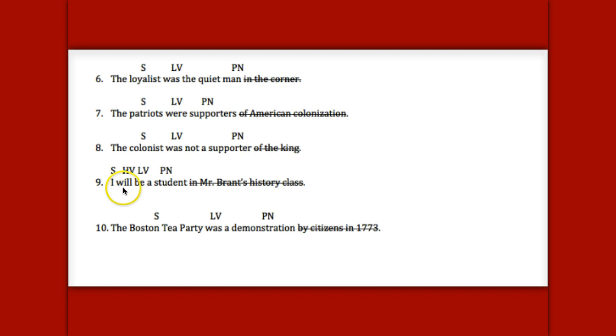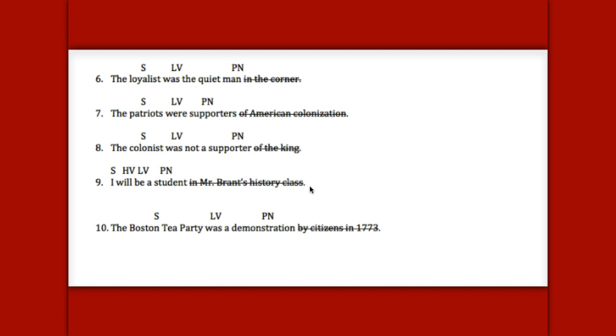In number 9, don't forget every once in a while we will have helping verbs that help linking verbs. So we have I as our subject, will is our helping verb, be is our linking verb, and what will I be? I will be a student. So student is our predicate nominative, and we have this nice long prepositional phrase there. Inside the prepositional phrase we have Mr. Brandt's history. Those are all adjectives modifying class.